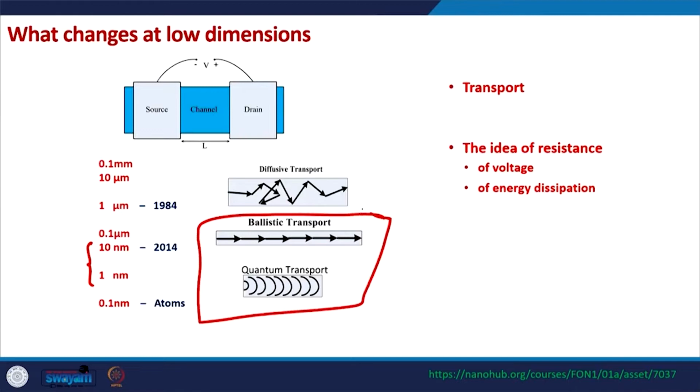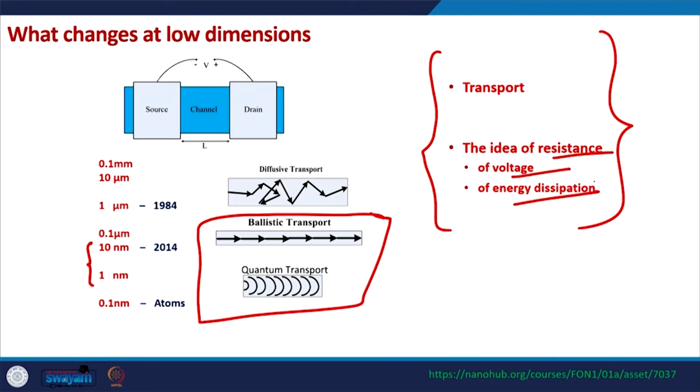So this is the subject matter of the course. We will study how the basic ideas of electronics engineering, for example the ideas of resistance, voltage, energy dissipation and power dissipation, change at the mesoscopic scale. Okay? And for that we first need to contrast the idea of resistance at the diffusive transport level with the idea of resistance at the ballistic transport level. Okay?